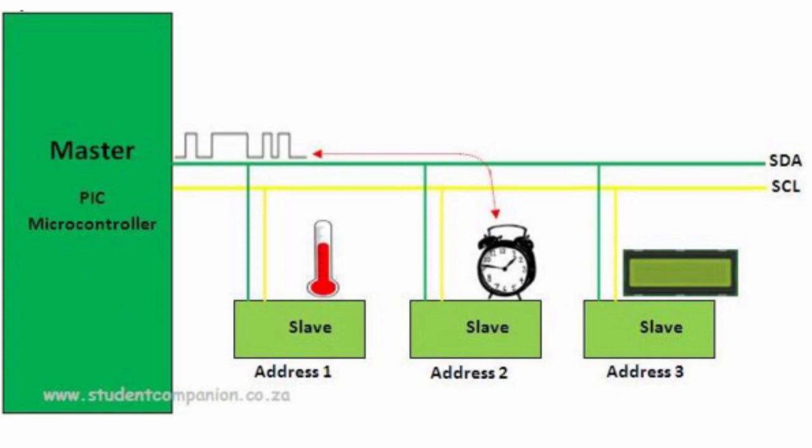Communication takes place from the master, in this example our PIC microcontroller, to the selected slave device. In this illustration, the master sends data to slave 2 only and the rest will be ignored.